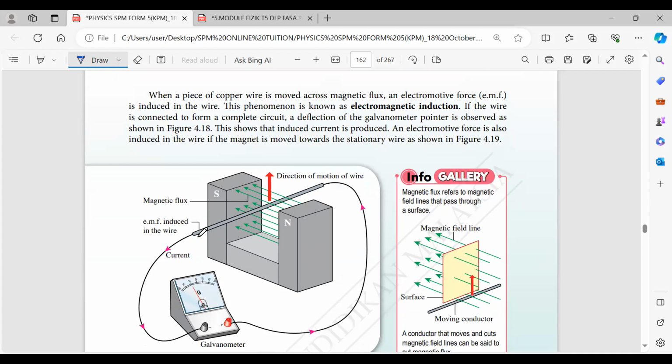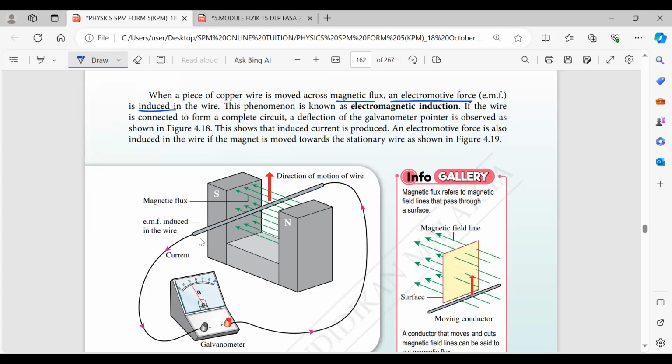With the one example we discussed earlier, when a piece of copper wire is moved across the magnetic field, an electromotive force, EMF, is induced in the wire. We use the word induced, meaning it is generated, not obtained from the power supply. So this phenomenon is known as electromagnetic induction.